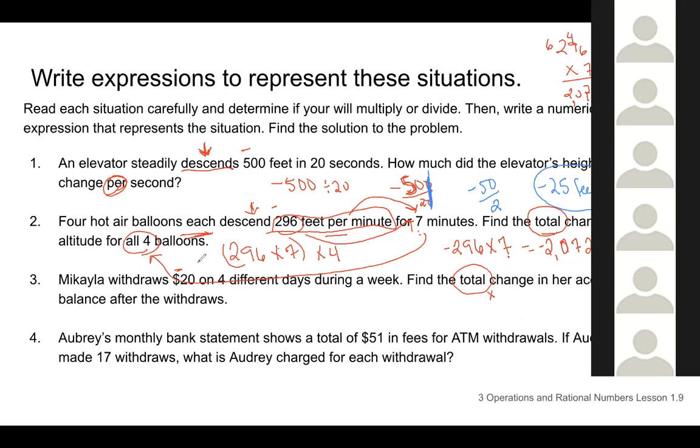Very good. So our expression should really just be negative 20 times 4. So what's that? Negative 80. Yeah, negative 80. It's negative 80 there.